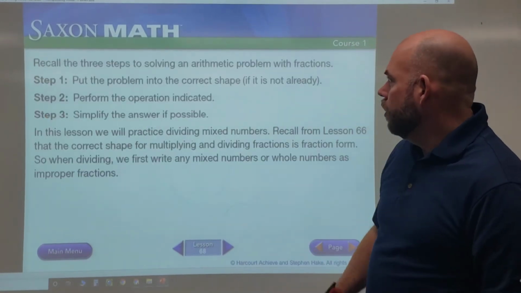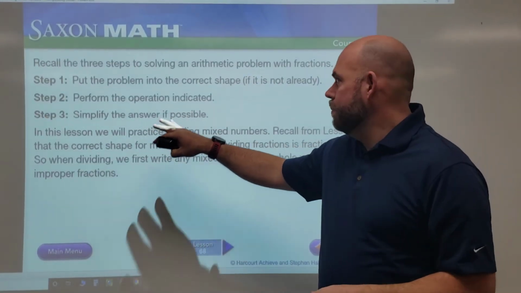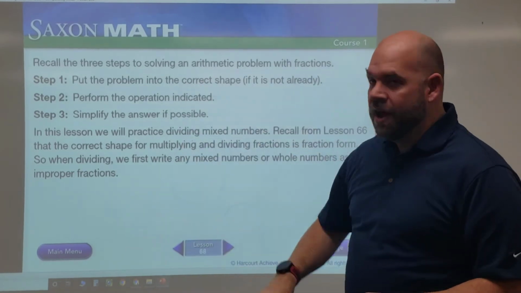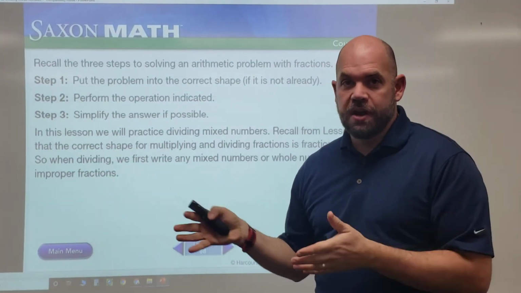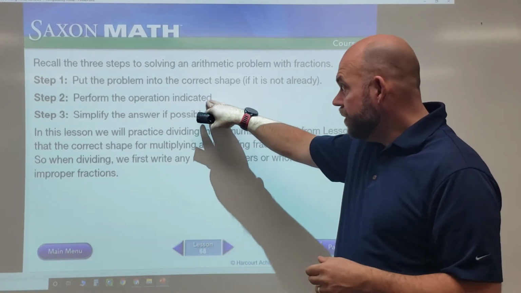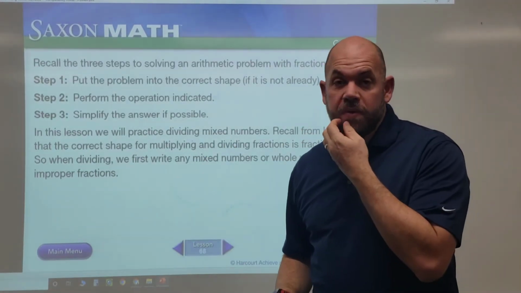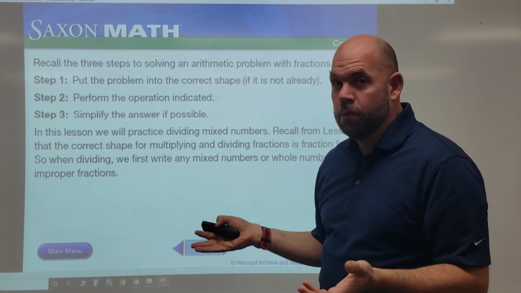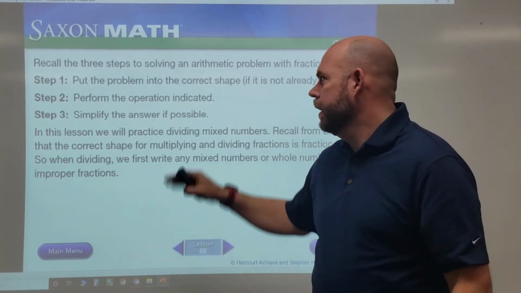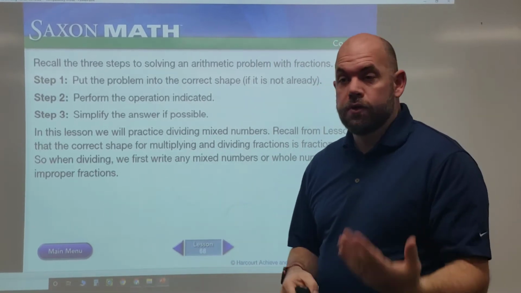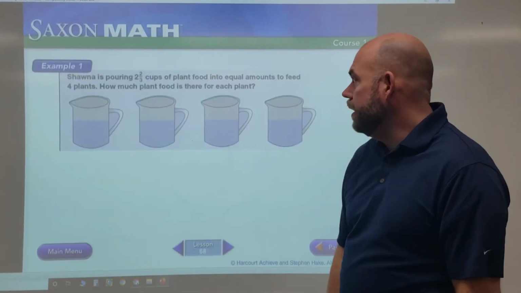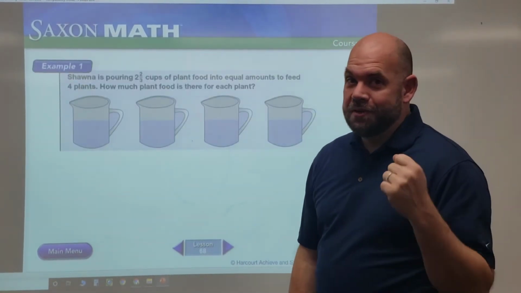All right. So remember those three steps with the arithmetic. Put the problem in its correct shape. So that would usually mean taking a mixed number and changing it into an improper fraction. Then perform the operation. Today that's going to be multiplying, I think they're all multiplying today, and then simplify, changing that back to a mixed number and reducing. So that's what we'll be doing today, but we're doing it with division problems.